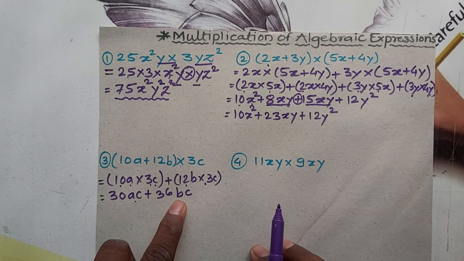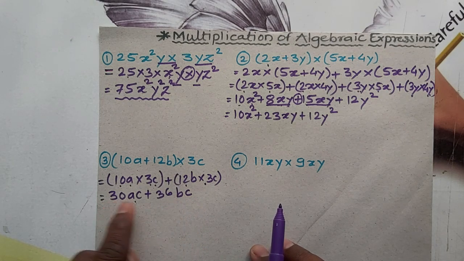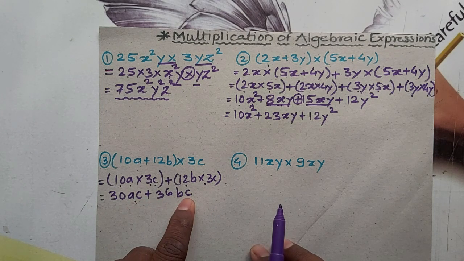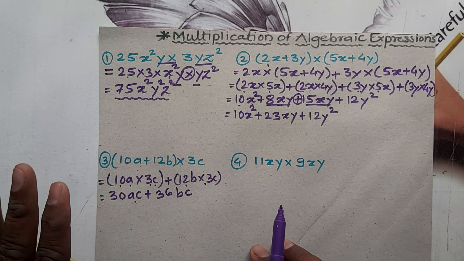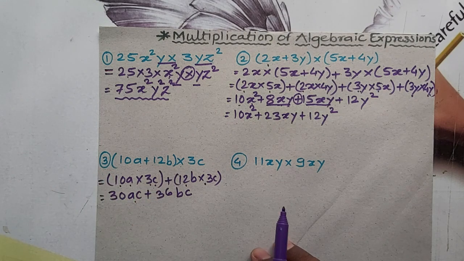If here again 36ac is there or ca is there, then only we will add 36 plus 30 because these are like terms, but ac and bc are not like terms. 30ac plus 36bc are not like terms, that's why I am not adding here. Okay, so this is our final answer.